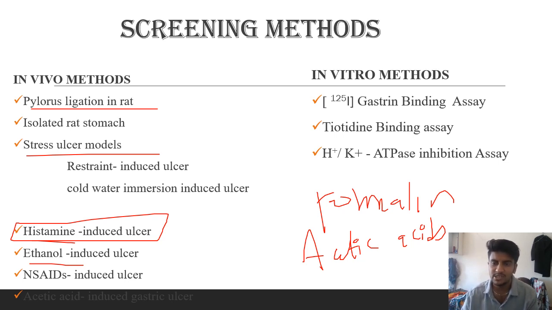In vitro methods, we have gastrin binding assay, histamine binding assay, and hydrogen potassium ATPase, because the hydrogen potassium ATPase pump is involved in a lot of activities in our stomach, right? Acid regulation. There is the chloride shift, Hamburger's phenomenon and all occurring in our stomach. So for that we have the hydrogen potassium ATPase pump as well.